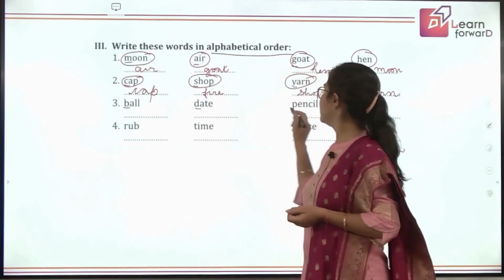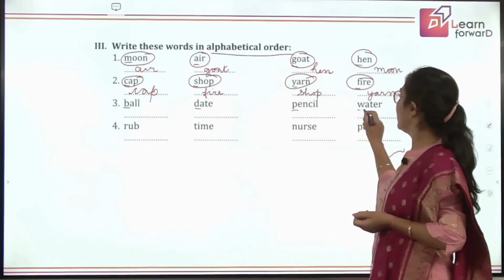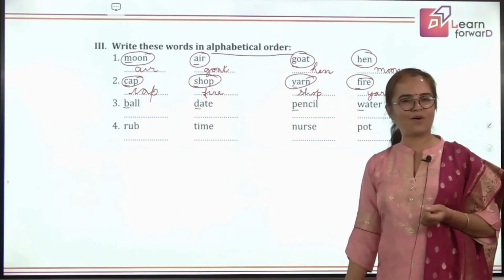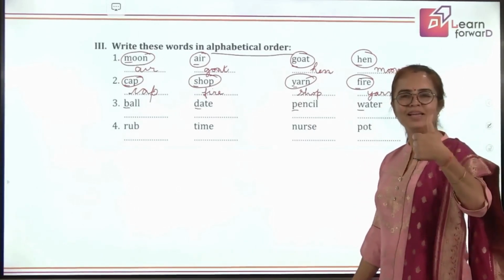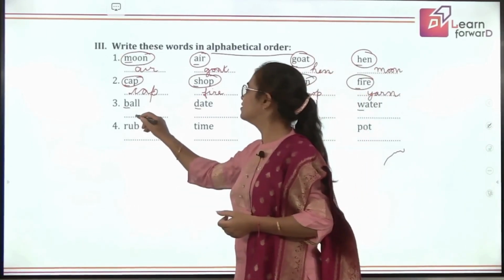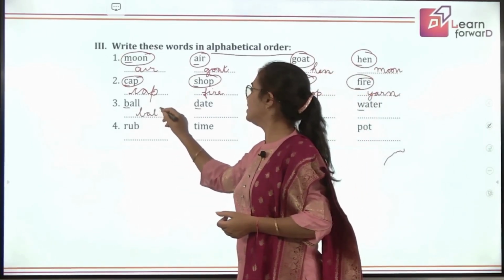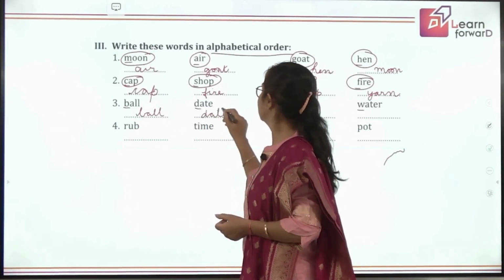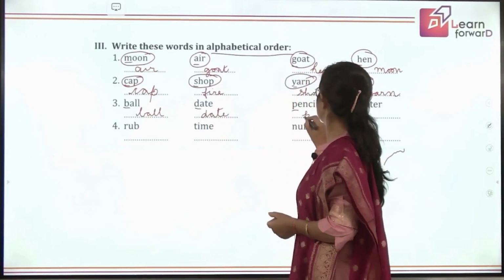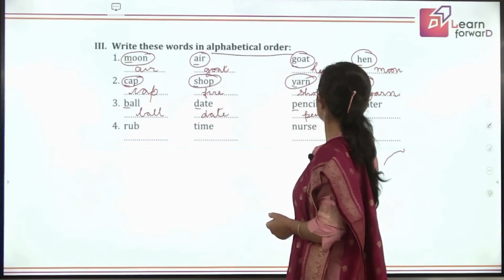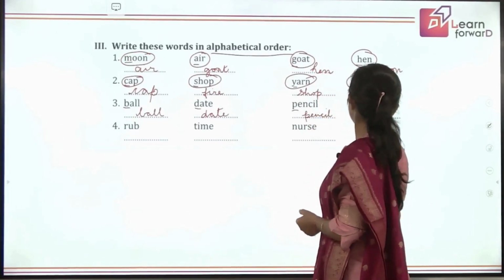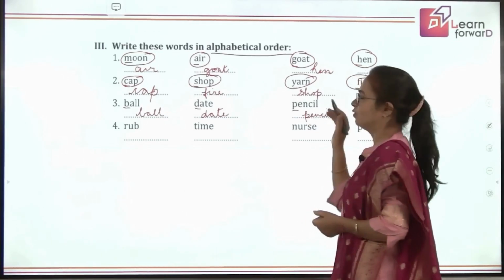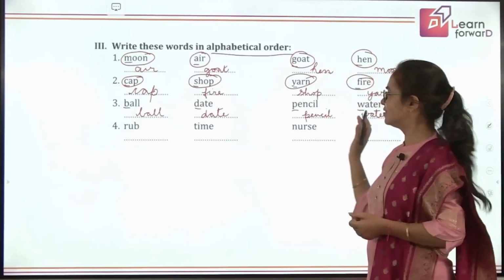Ball, date, pencil, and water. Oh, do you want to say they are already arranged? That's brilliant. Your work is done. So we'll just write them B, ball, D, date, P, pencil, and W, water. They come one after the other and it's done.